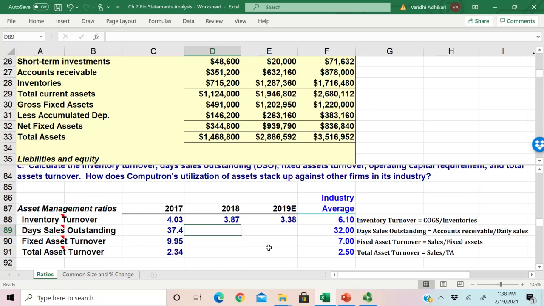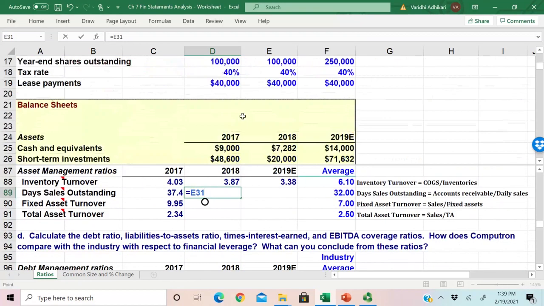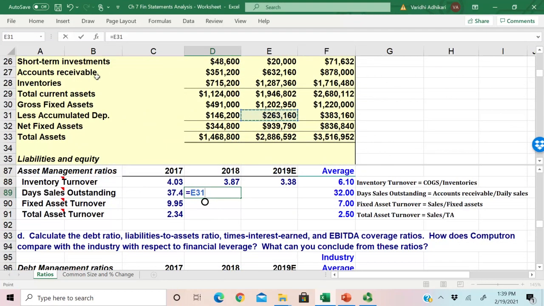Days sales outstanding will be in days, for example 37.4 days or 32 days. It's calculated as the accounts receivable balance, which comes from the balance sheet. For 2018, the accounts receivable balance was $632,000 divided by daily sales. So how many days' worth of accounts receivable does the company hold on average? For that, the denominator has to be daily sales.